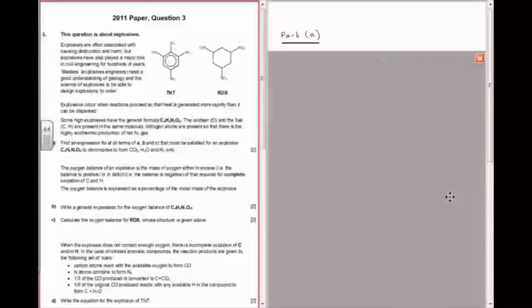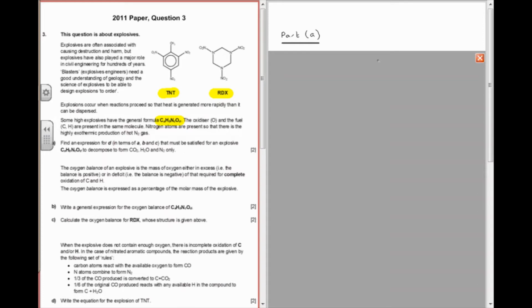This is question 3 from the 2011 paper, and this question is all about explosives and how explosives work. The question starts with an introduction into explosives and shows us the skeletal formulae of two common explosives, TNT and RDX.